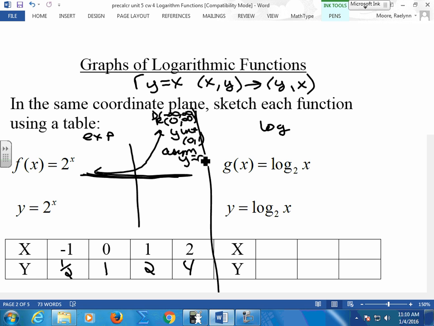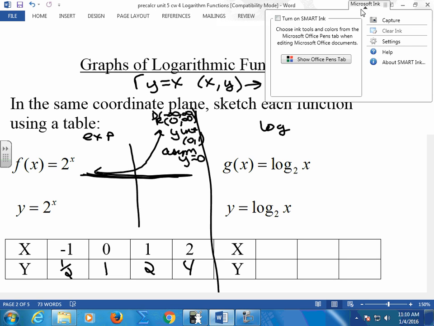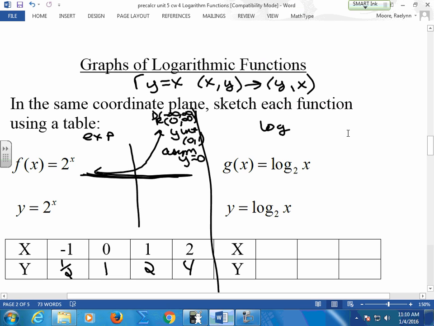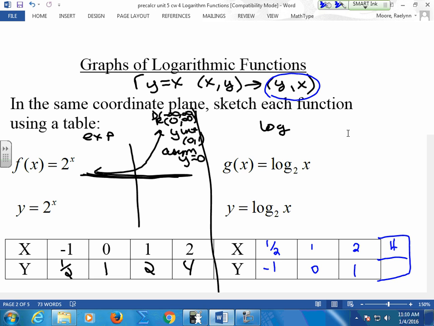All right? So now, we're going to use our interchange rule and find our logs because essentially logs are exponents. So now we're going to interchange everything. We're going to use our rule. We're going to swap these out. So for my log side, it becomes 1/2, negative 1. It becomes 1, 0. 2, 1. And you just need another box here. Sorry about that. 4, 2. When we graph this guy, it's going to look like this.